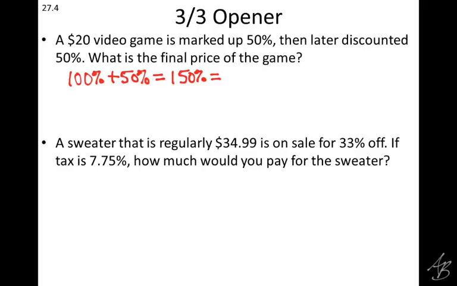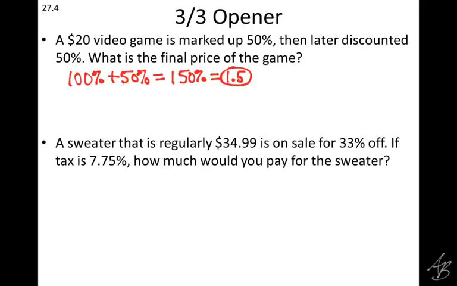So we're going to change that to a decimal. 150% is 150 out of 100. So we get 1.5. So 150 divided by 100 gives us 1.5. This right here is the multiplier that's going to tell us how much the video game is actually going to sell for. If we wanted to figure that out, we could just take 20 times 1.5, and that would turn out to be $30. So the store is actually going to sell the video game for $30. At least they're going to try to.